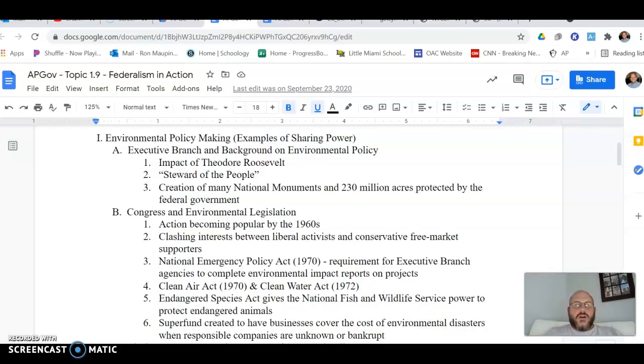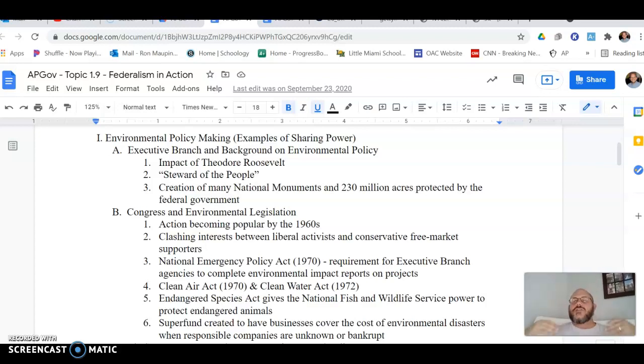We also saw the creation via Congress, via the legislative branch. And once again, the key thing of this is making sure you're looking at both what the executive branch and Congress can do, is the creation of something called Superfund. Superfund was created in the 1970s as a way to address major environmental disasters.